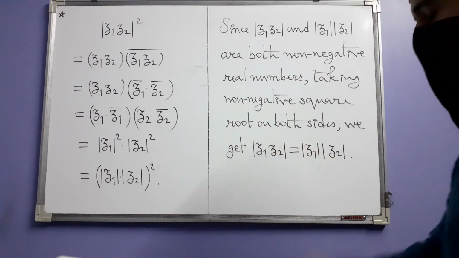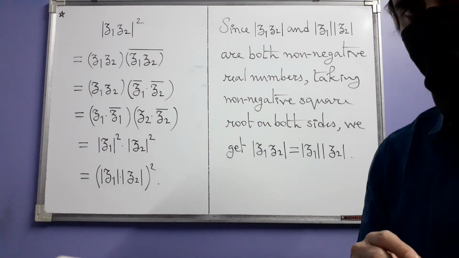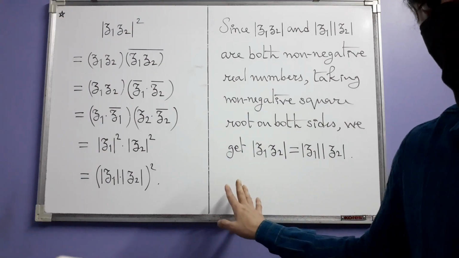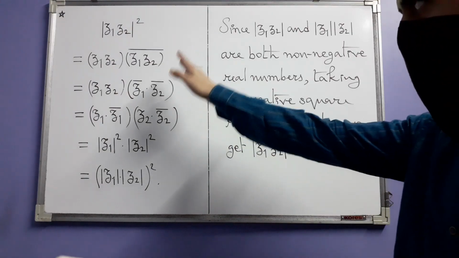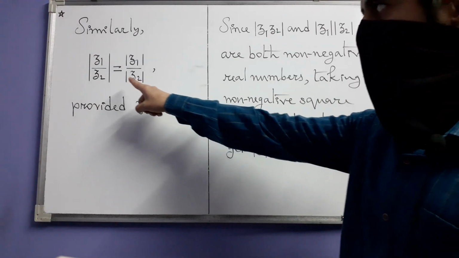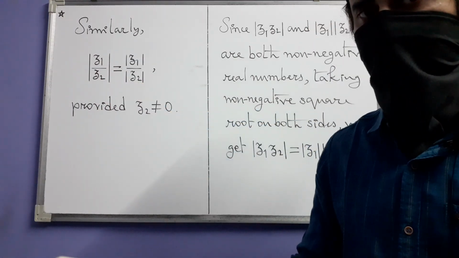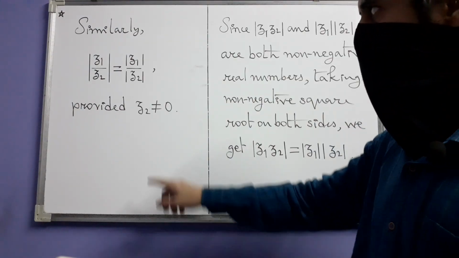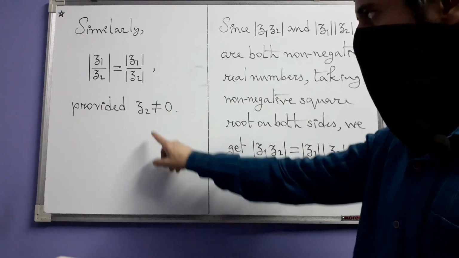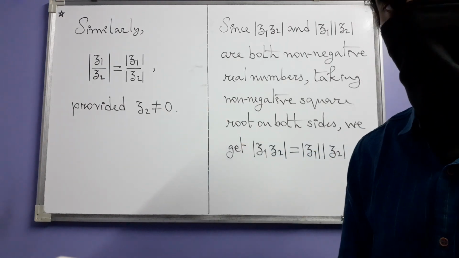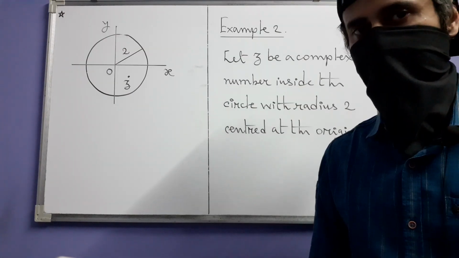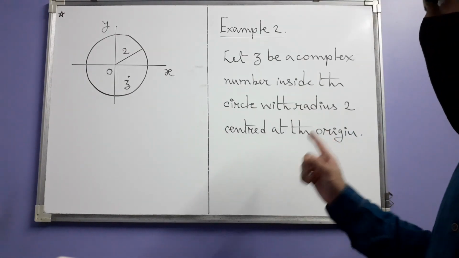Doing that, we get this. So you have this identity involving complex multiplication and absolute value. This does not involve the conjugate, but we used the conjugate to prove this. Similarly, the absolute value of the quotient of two complex numbers equals the quotient of their absolute values in the same order, provided of course that the denominator is non-zero. You can prove this one exactly like this one. And finally, the section ends with this example.